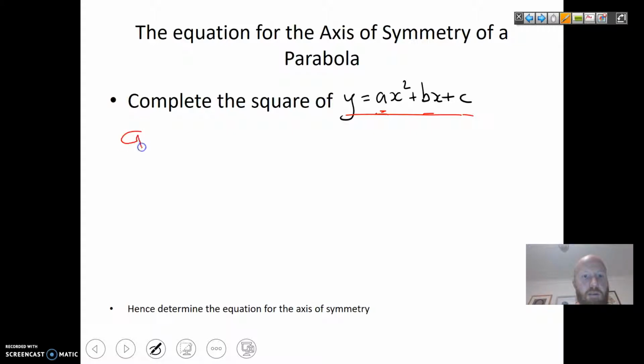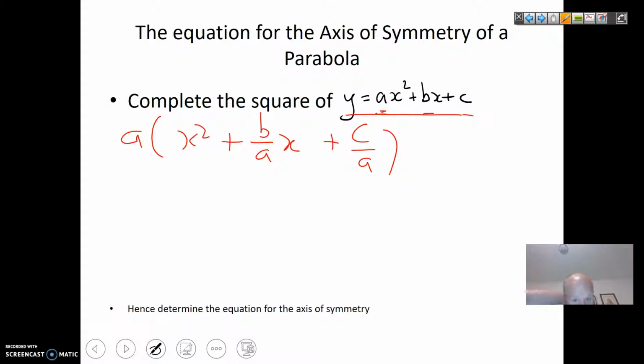So a would be out the front, and we would have x squared plus this term would be divided by a, and this term would be divided by a. If a was 1, we wouldn't have to do that, but if a is any other number, that's what we would have. And in completing the square, we've got to take this middle term and halve it and square it.